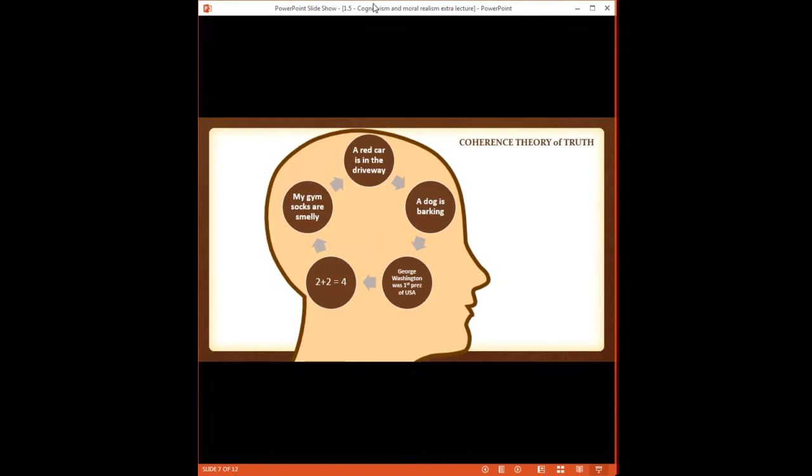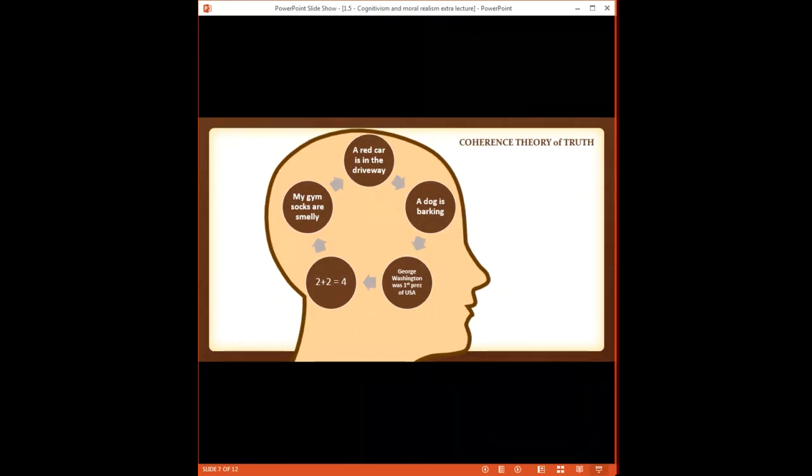Let's just say a dog is barking. George Washington was the first president of the United States of America. 2 + 2 = 4. My gym socks are smelly. And we could add thousands upon thousands of other propositional attitudes or beliefs here, along with all of these. What the coherence theorist wants to say regarding all of these, and whatever thousands more we could add to this image, is that so long as there are no inconsistencies here, then they're all going to be true.